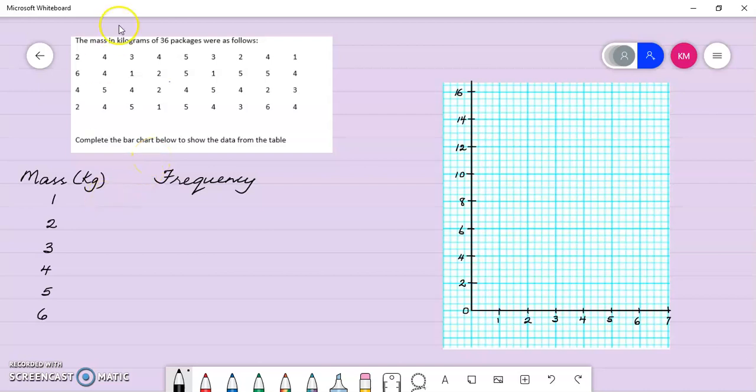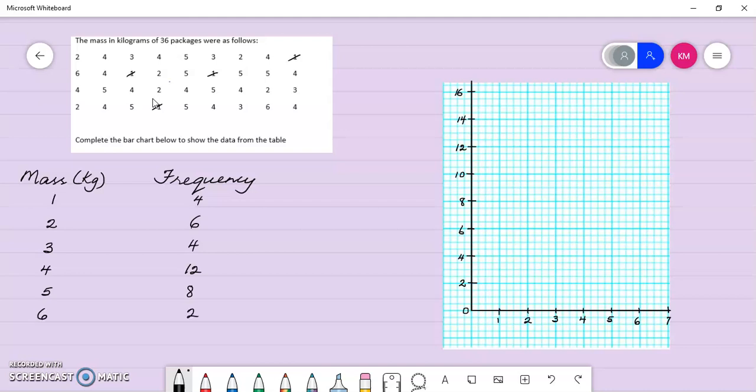Now I need to figure out how many times these values occur. So if I look in my table, I'm going to see 1 occurring 4 times. So my frequency is going to be 4. Quickly, if you look here, you can do the same thing that I did here. I cross out the 1s and I got 4 1s. 2 appears 6 times. 3 appears 4 times. 4, 12 times, 5, 8 times, and 6, 2 times.